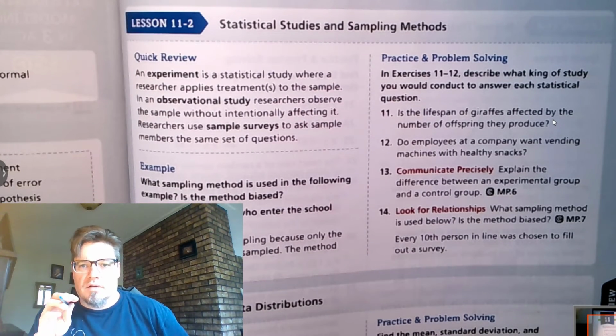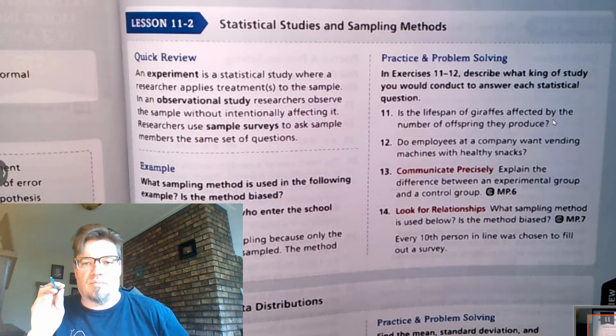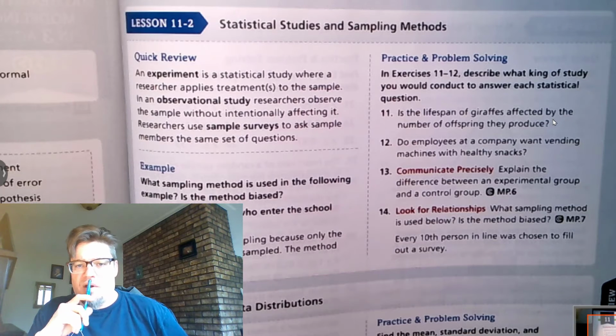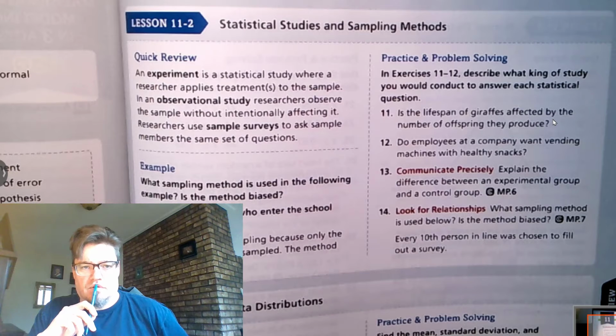Describe what kind of statistical study you would conduct in order to answer each question. So number 11, if you were to find out the lifespan of giraffes affected by the number of offspring they produce, that would be an experiment. So 11 is an experiment. 12 is, do employees at a company want vending machines? Is it an observational study, experiment, or sample survey? A sample survey. They have to ask around.